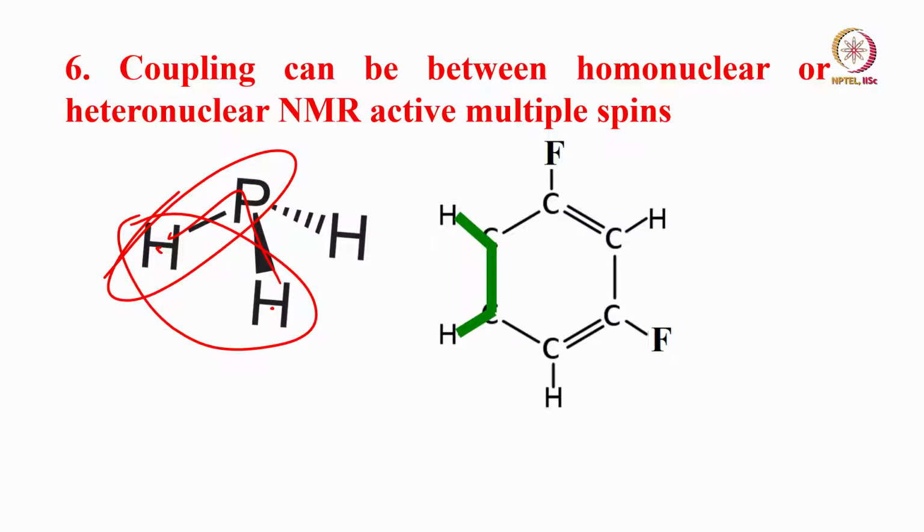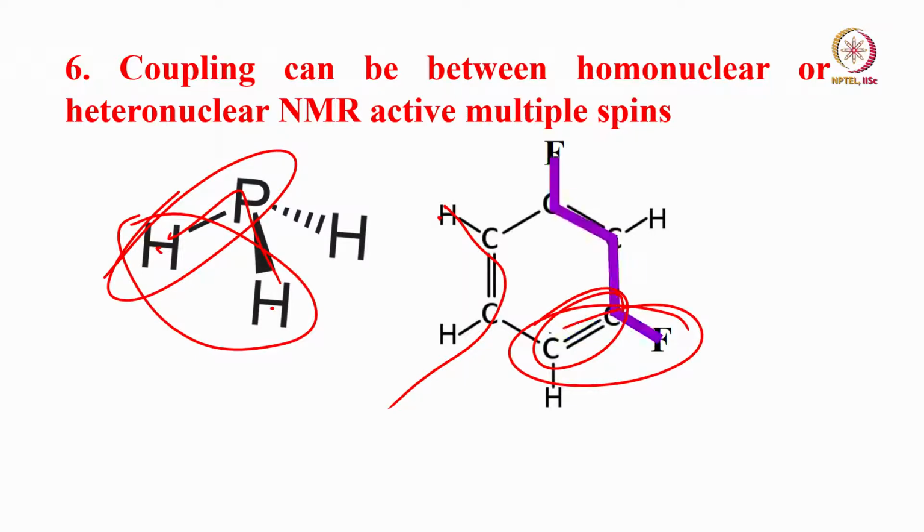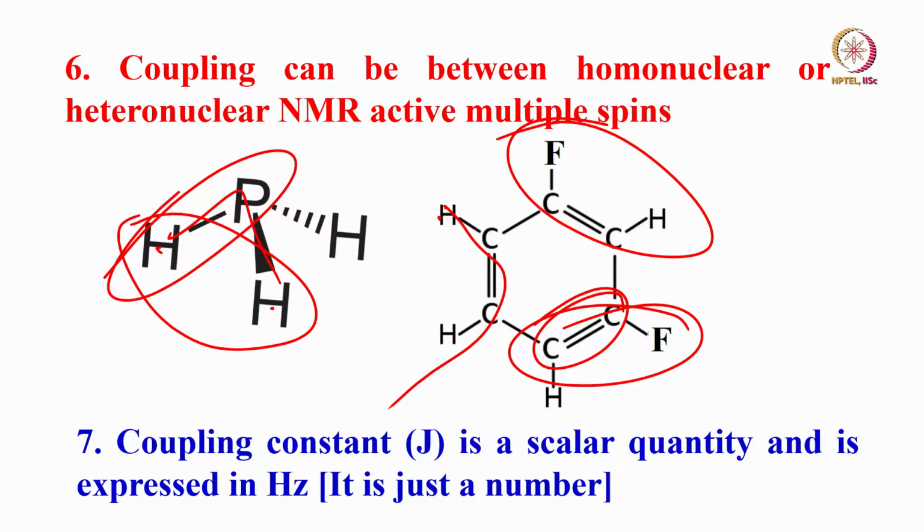You look at this molecule. Now I can expect coupling between this proton and this proton separated by 3 bonds. Proton to fluorine is possible. Carbon to proton is possible, separated by 2 bonds. Carbon to carbon 1 bond coupling is possible. Carbon to fluorine 2 bond coupling is possible. Fluorine to fluorine 5 bond coupling is possible. And fluorine to proton 3 bond coupling is possible. See, a variety of couplings is possible. It need not be homonuclear. Coupling can be between homonuclear spins and also heteronuclear multiple spins.